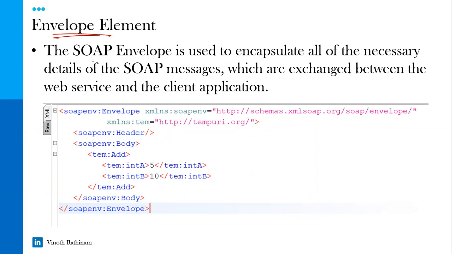Envelope. You are sending some data in XML format. See, these are all XML. You have a start tag, end tag, start tag, end tag. Anything you take will have a start tag and end tag, so it is in XML format. The SOAP envelope is used to encapsulate all the necessary details of the SOAP message, which are exchanged between the web services and the client application. What I was saying initially, the same thing they are saying. And here you see this envelope. It is not like you send any XML file and it will work. No, not at all. It will look for this word, whether the envelope is there or not.